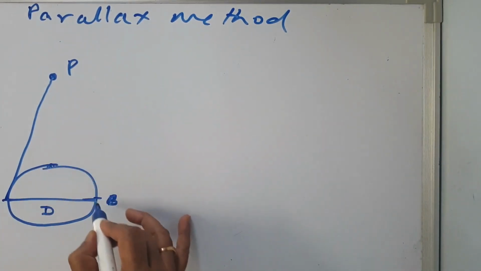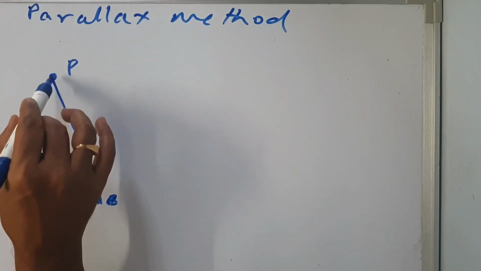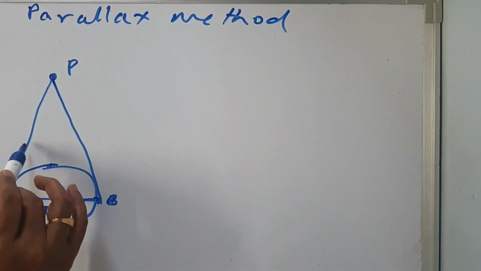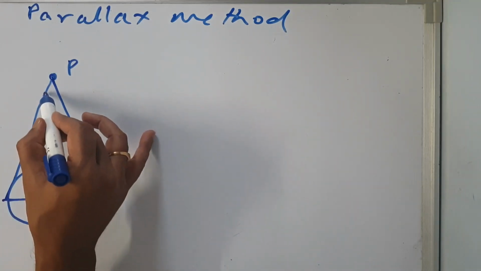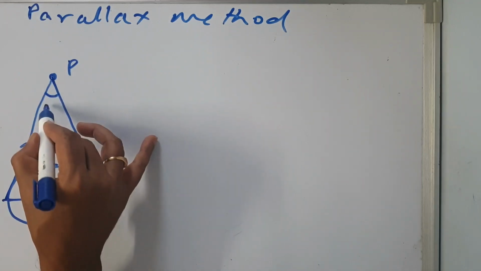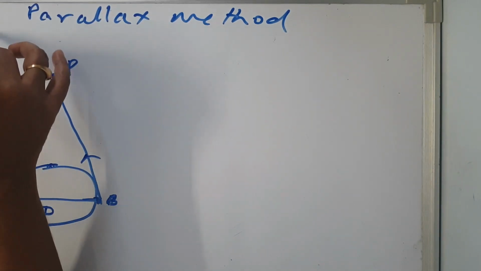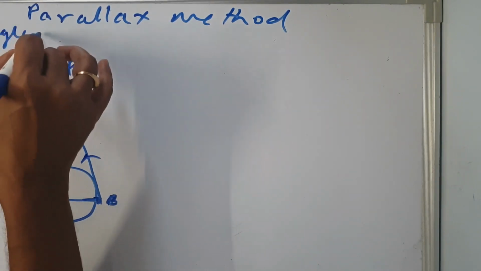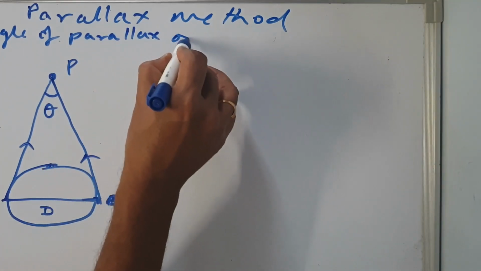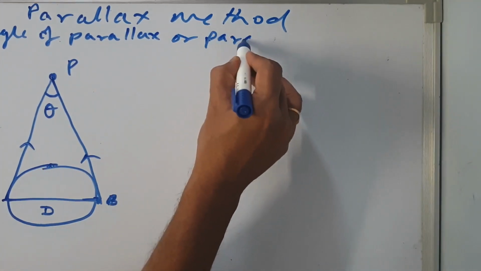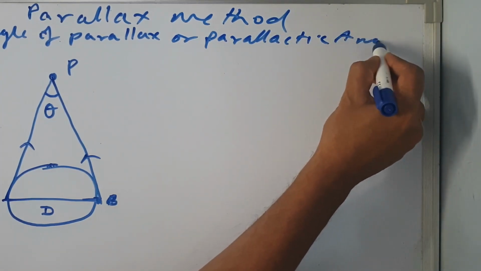From point B also you observe. You see the direction of observation of this planet from point A is along this line and from B is along this line. The angle between these two directions is called the angle of parallax. What is that? Angle of parallax, or it is also called the parallactic angle.